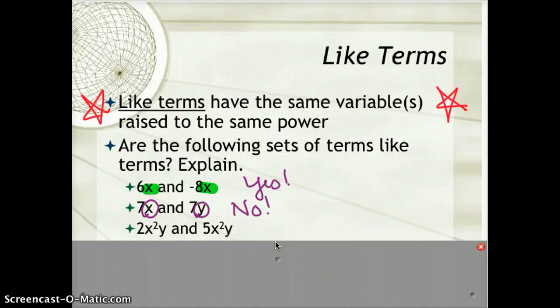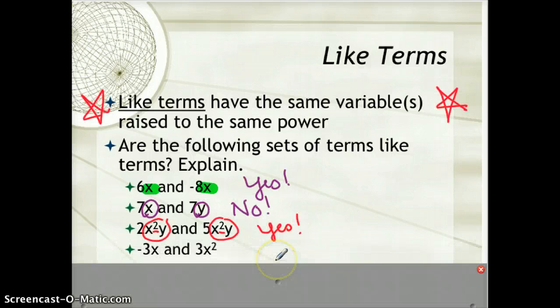This third one, if we have 2x squared y and 5x squared y, we want to look at their variables. They both have an x and a y, and they also have to be raised to the same power. So the x's are both squared, the y's are both to the power of 1 because it's not showing. So yes, these are like terms. They have the same variable and the same power.